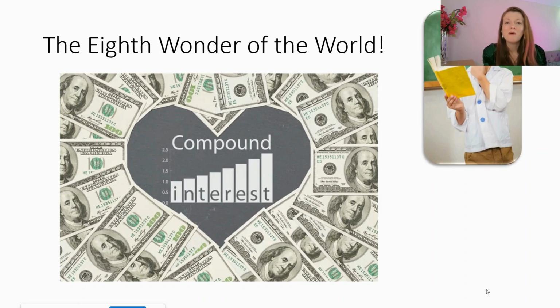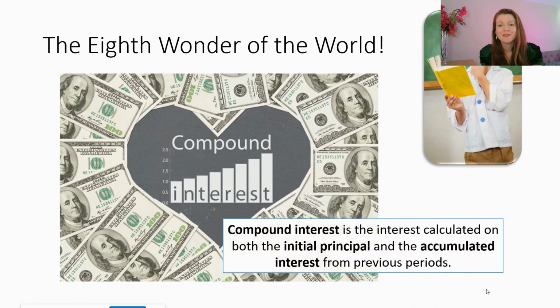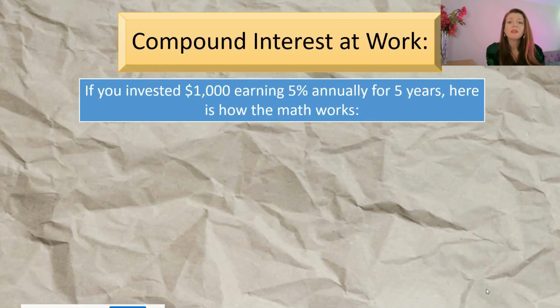So let's talk about what compound interest is. It is calculated on the initial principal and any interest that accumulated from previous periods. So we initially put in $1,000, then we earn $50. So then the next time that we earn interest, it's going to be on the new balance of $1,050. So we have that $1,000 earns 5%. What if it earns 5% every year for 5 years?